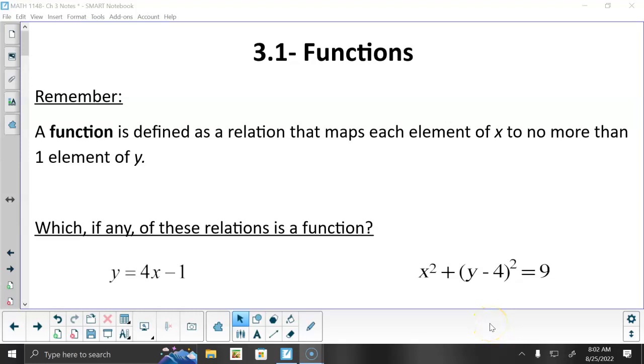If you guys want to talk with your neighbors, for those first two examples, do you believe one, both, or any of them are functions?